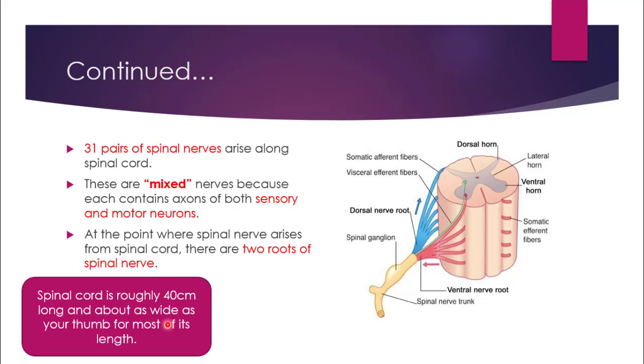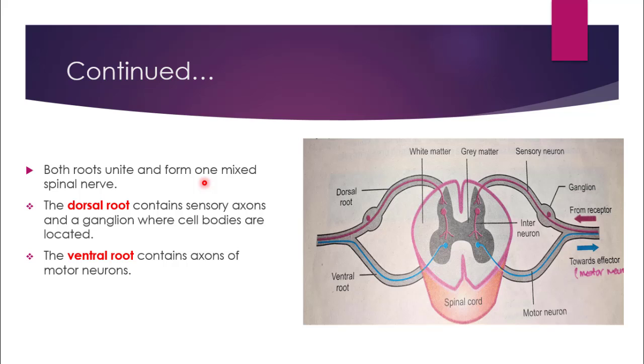Now let's discuss the two roots of the spinal nerve, that is, the dorsal and ventral nerve roots. Both these roots unite and form one mixed spinal nerve, and both are very important. First of all, the dorsal root contains sensory axons and a ganglion where cell bodies are located. Ganglion or ganglia is actually a cluster of cell bodies. So the dorsal root area consists of sensory axons along with ganglia or ganglion.